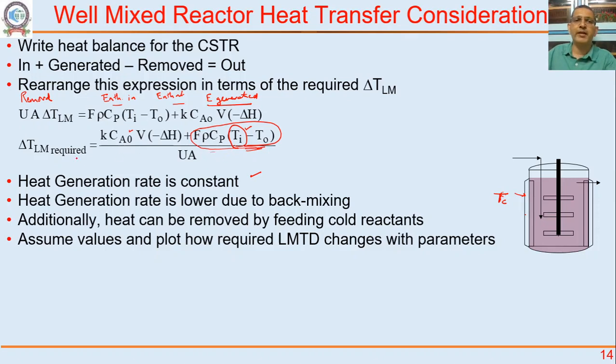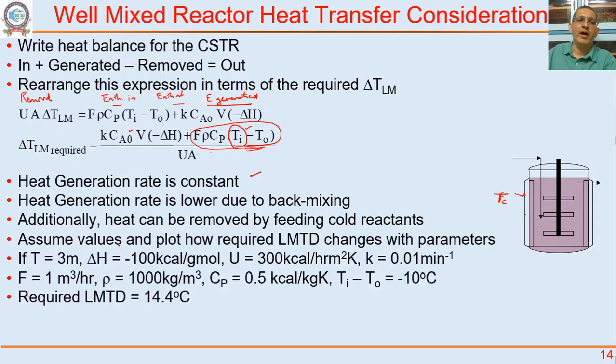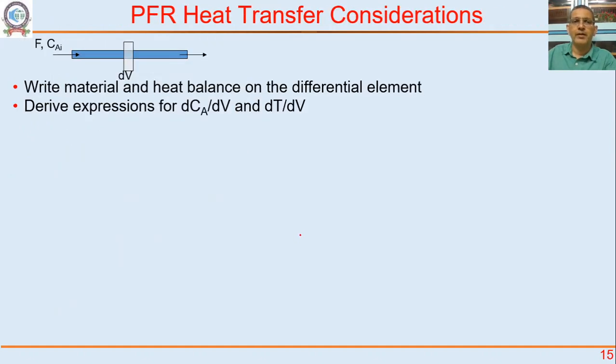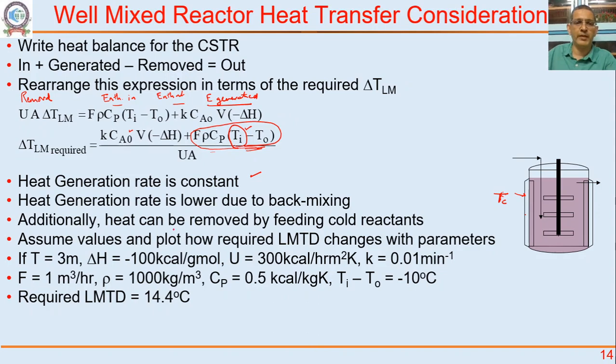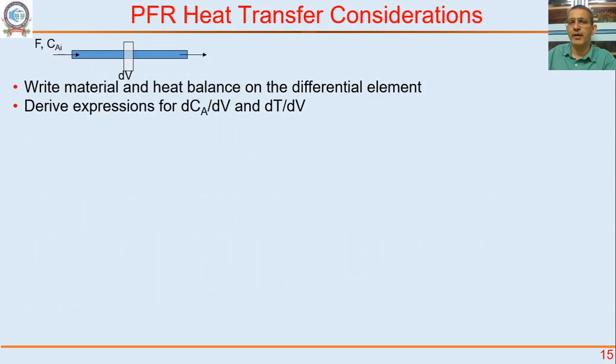So plot how delta T Lm required changes with the parameters, especially how delta T Lm required changes with, let's say, heat of reaction. Same way now do it for plug flow reactor. If you look at this kind of concentration, we require only 14 degrees of LMTD, easily manageable, right? But we can now see what kind of considerations are required.